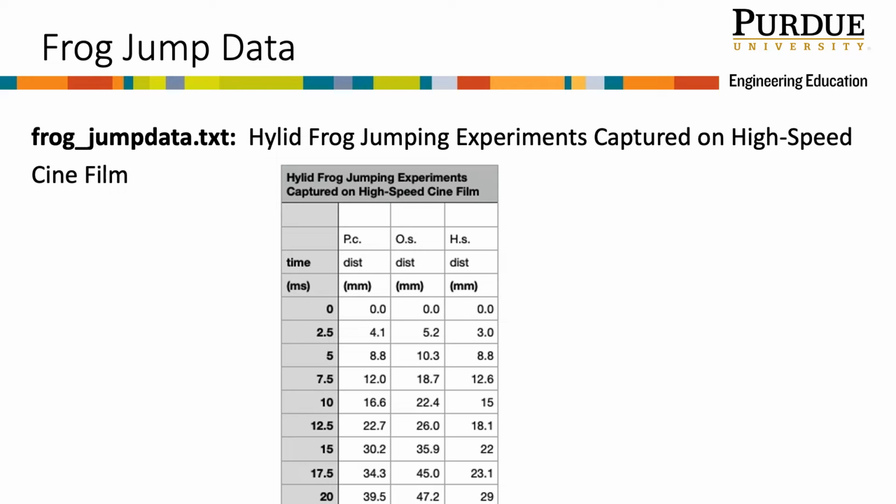Let's give the data set a quick look. All data are saved in a text file called frogpc_jumpdata.txt. I see that the time is in the first column and is in milliseconds, and was collected every 2.5 milliseconds up to 30 milliseconds. The distance for the Pseudocris crucifer is in the second column in millimeters. The rest of the data columns are not needed for the plot we must produce. Since the data are stored in a text file, the file will need to be loaded to process the data in MATLAB.